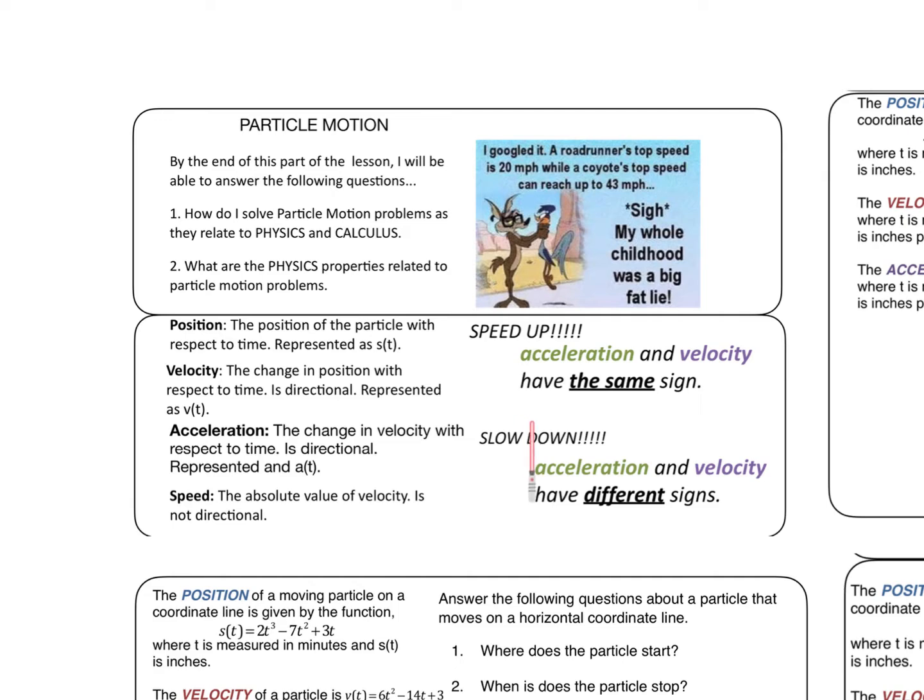One of the things that is going to be monumental to solving these problems is whether or not the particle is speeding up or slowing down. If acceleration and velocity have the same sign, then that particle is going to be speeding up. And if the particle is slowing down, then acceleration and velocity have different signs. That's all part of the physics play, and I'm going to introduce those and elaborate on those in a better way when we get to the examples.